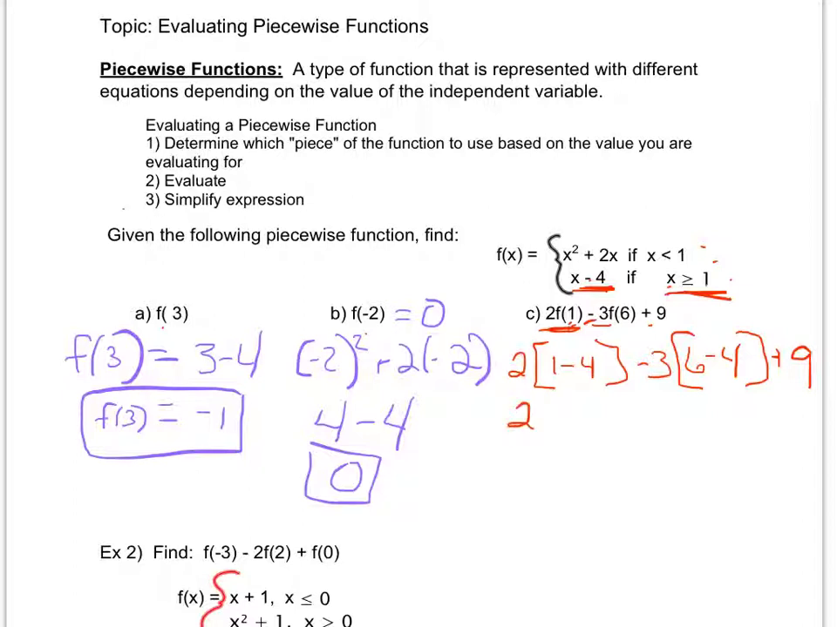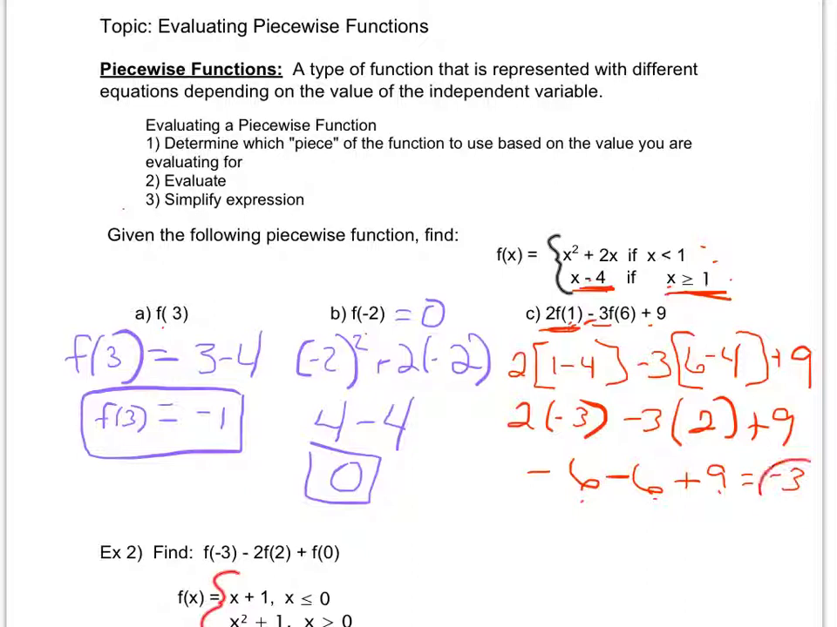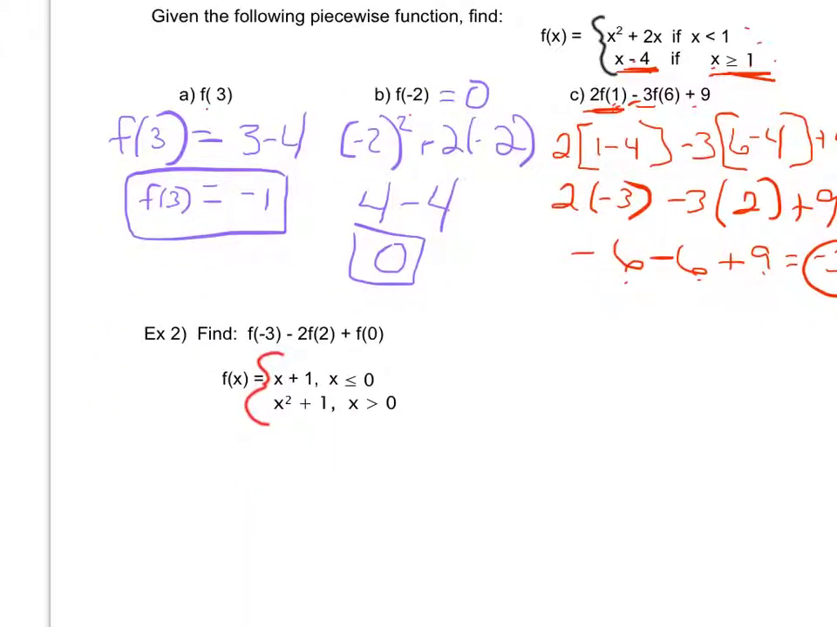So I have 2 times 1 minus 4 is negative 3, minus 3 times 2. Notice I'm not distributing because the distributive property is only used if I cannot do what's in the parentheses. 2 times negative 3 is negative 6, minus 6 plus 9. Minus 6 is negative 12. Negative 12 plus 9 is negative 3. So this expression is equivalent to negative 3.